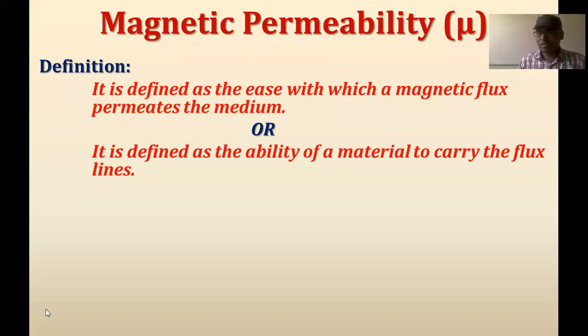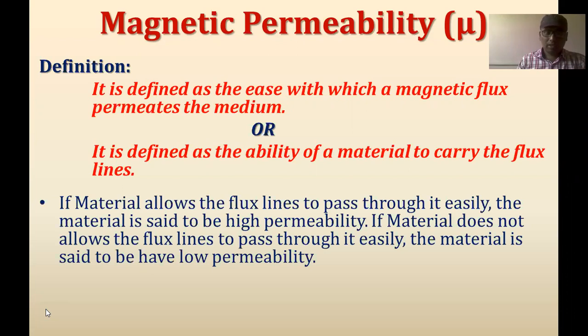It means certain substances show high permeability, and certain substances show low permeability. If the substances have high permeability, they can easily pass the flux lines through them. If the substances have low permeability, they will not provide easy passage to the magnetic flux through them. This is nothing but magnetic permeability.